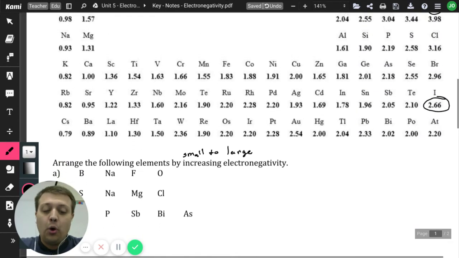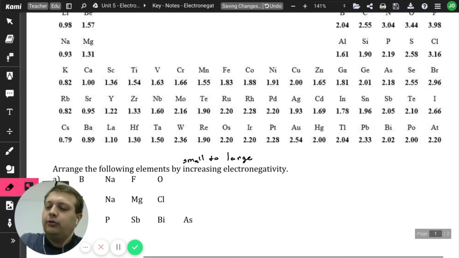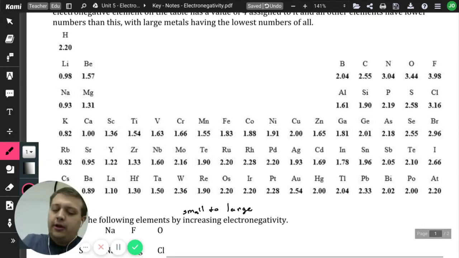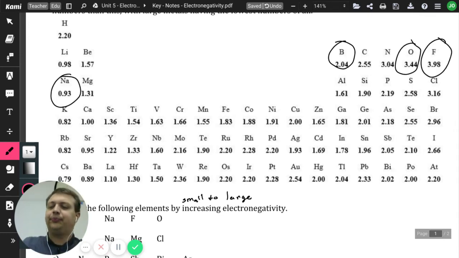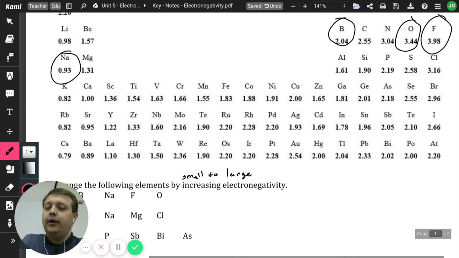Okay, so I've got boron, sodium, fluorine, and oxygen. I'm actually going to circle each of those. And since I've got my table, I use the table. So I have boron, sodium, fluorine, and oxygen. Okay, well, I'm arranging them from small to large. So the smallest would be sodium, and then boron, and then oxygen, and then fluorine. So we would go sodium is less than boron, is less than oxygen, is less than fluorine.